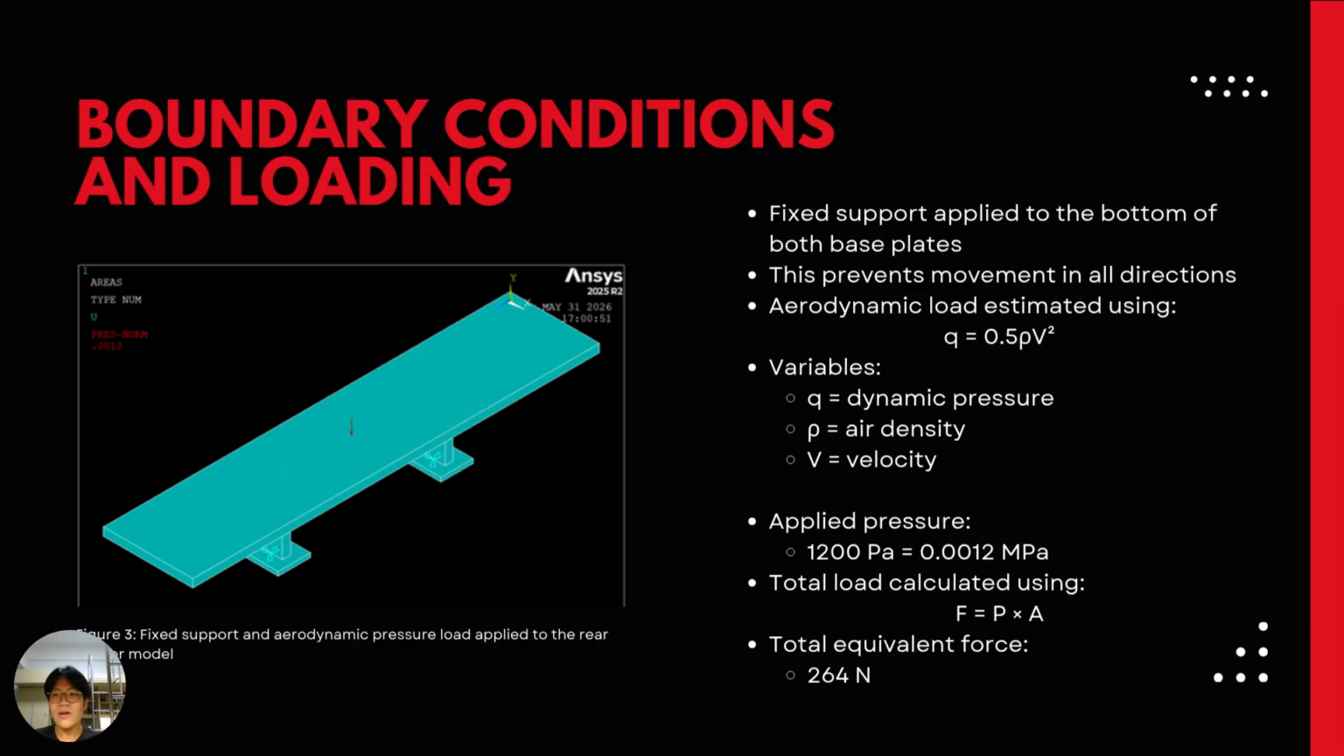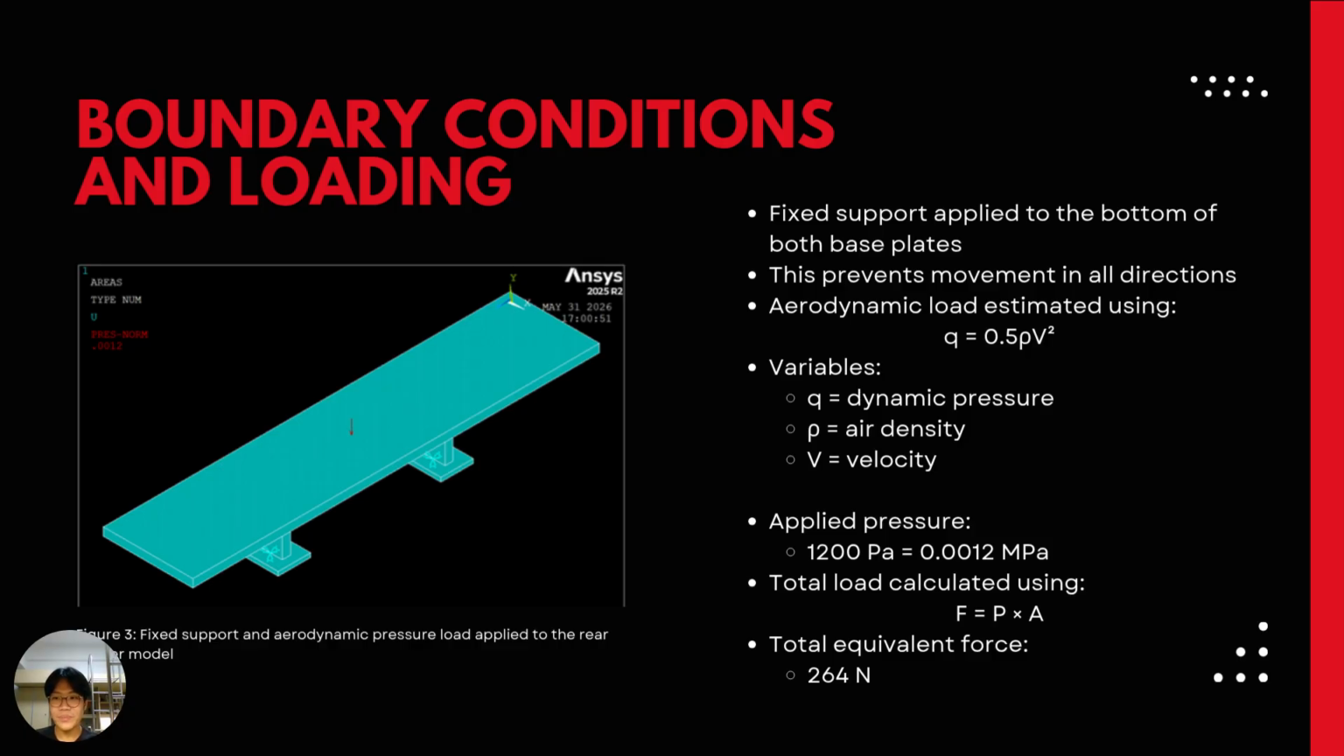To simulate the spoiler attached to a car, I applied fixed supports at the bottom surfaces of both base plates. This prevents movement in all directions. For the aerodynamic load, I use the dynamic pressure equation, which is Q equals 0.5 times rho times V squared, where Q is the dynamic pressure, rho is the density of air, and V is the velocity of the airflow. Because velocity is squared, this means that if the vehicle speed doubles, the aerodynamic pressure becomes 4 times larger. This is why aerodynamic load becomes increasingly important at high speeds.